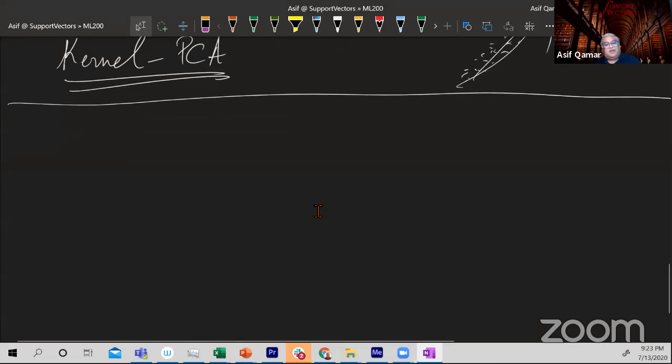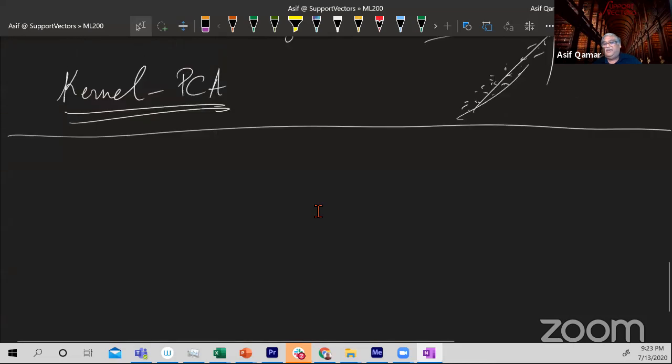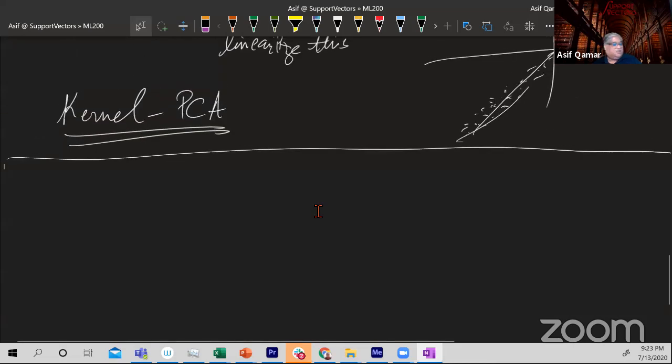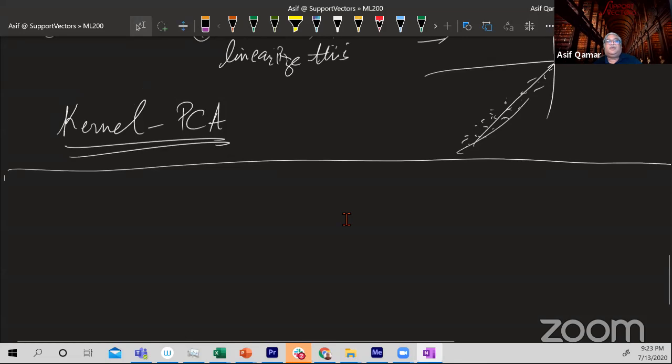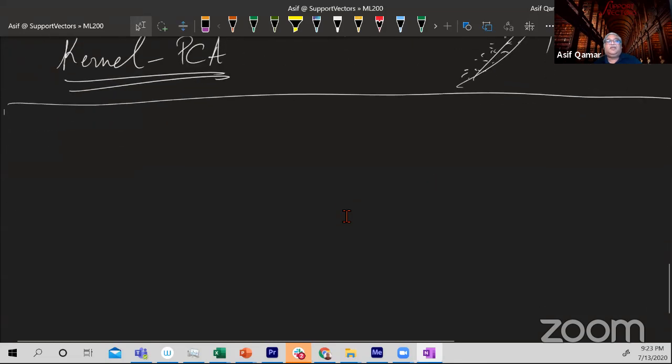What we will come to now is how we modified PCA to get dimensionality reduction. We can actually modify KNN to make it a little bit smarter. We'll use distance kernels. So the idea is this.